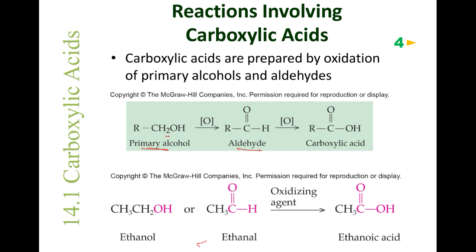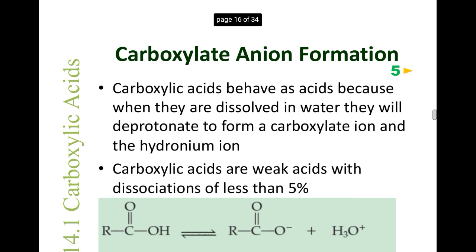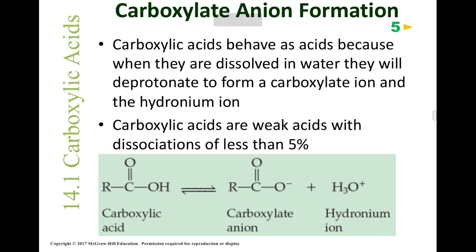And then as you go from an aldehyde to a carboxylic acid, you're not losing hydrogens, but you are gaining an extra oxygen atom. So again, for our class, we're going to say that oxidation is gaining oxygen, losing hydrogen, and that reduction will be the opposite of that. So here we go: carboxylate anion formation. Carboxylic acids behave as acids because when they dissolve in water, they will deprotonate or dissociate to form a carboxylate ion and the hydronium ion.